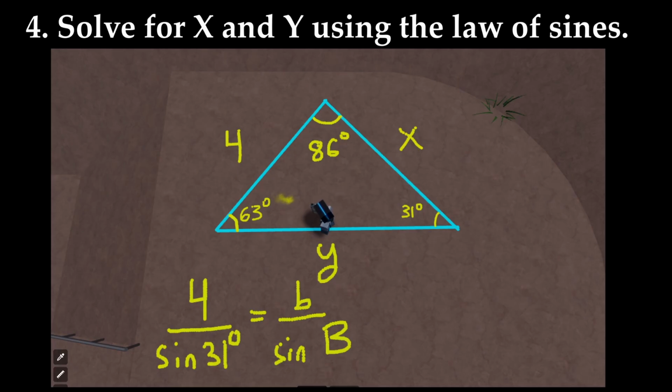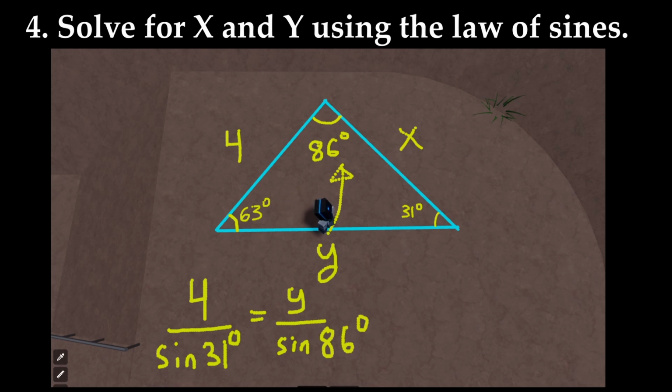I'm going to use 4 as one of the sides and 31 degrees as the angle, because these are already given to us, so we need to use this to start. I can't use x and y in this problem together. I have to use 4 and 31 degrees because they're given to us as a pair. And then I said I'll solve for y first. So I'm just going to put y up here. And what is the angle opposite of y? It is 86 degrees. So I'm going to put sine of 86.